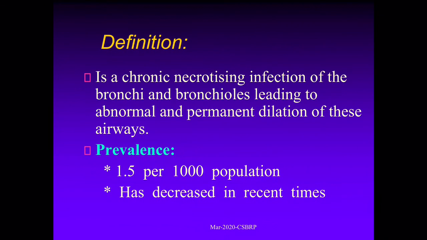So by definition, bronchiectasis is a chronic necrotizing infection of the bronchi and bronchioles leading to abnormal and permanent dilatation of these airways. So if you recollect emphysema, which is associated again with abnormal, irreversible, permanent dilatation of the respiratory bronchiole, alveolar ducts and the alveolar sacs. Here in bronchiectasis, it is the bronchi and bronchioles which are involved in this abnormal permanent dilatation.